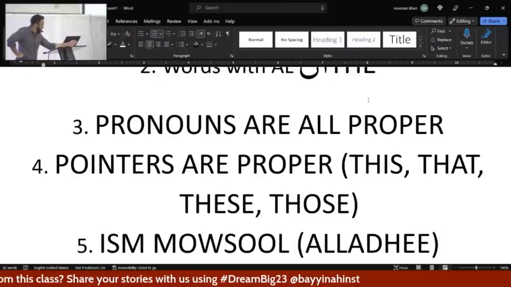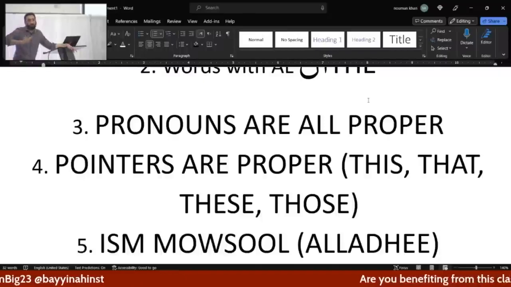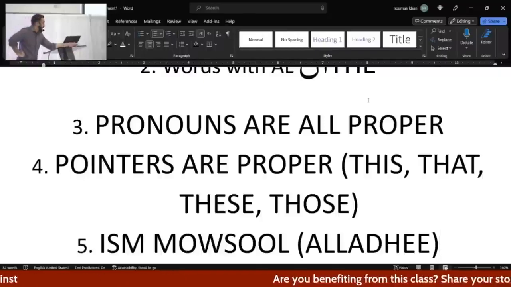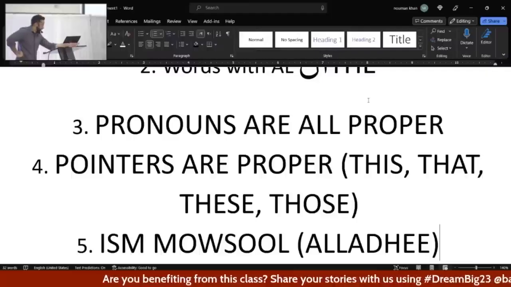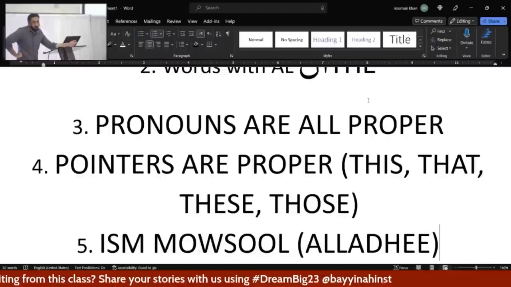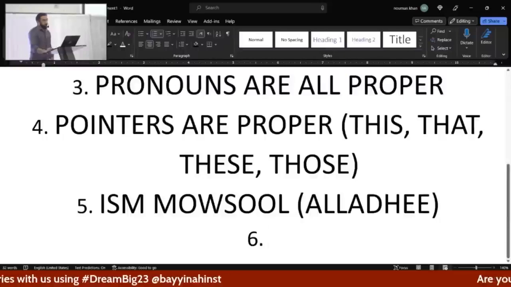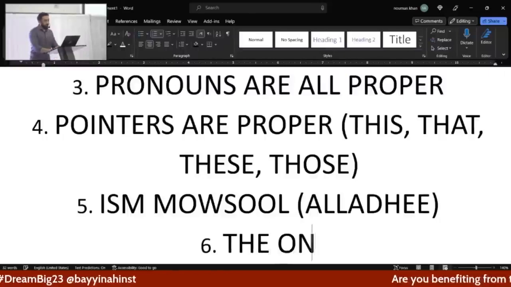They're called, what are they called? Ism mawsul. They're all over the Quran, and you can easily tell they're proper because they begin with al all the time anyway. It's just part of the word. It's a special category of words. You won't learn much about them right now, but you should know that that's part of this list. Right now, the important ones are the first four.